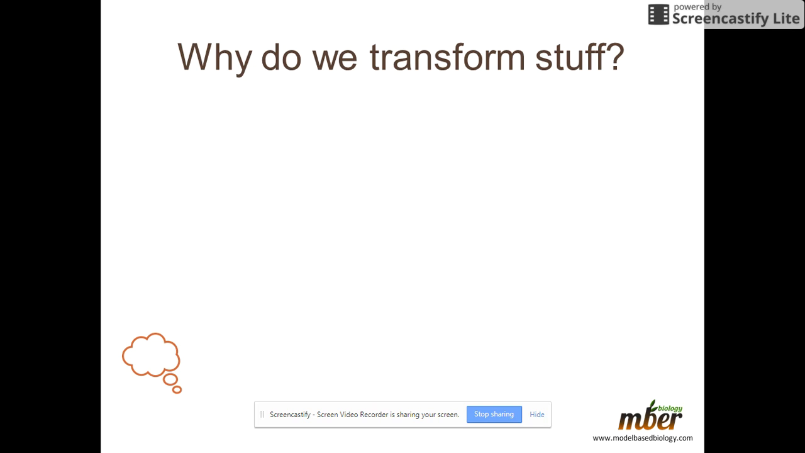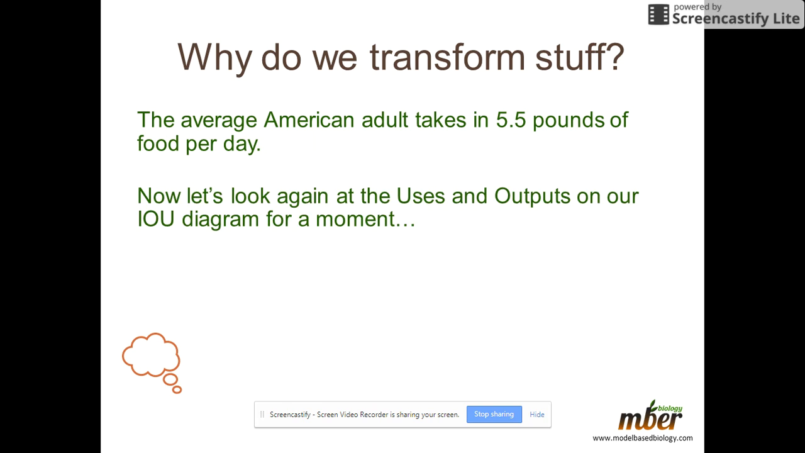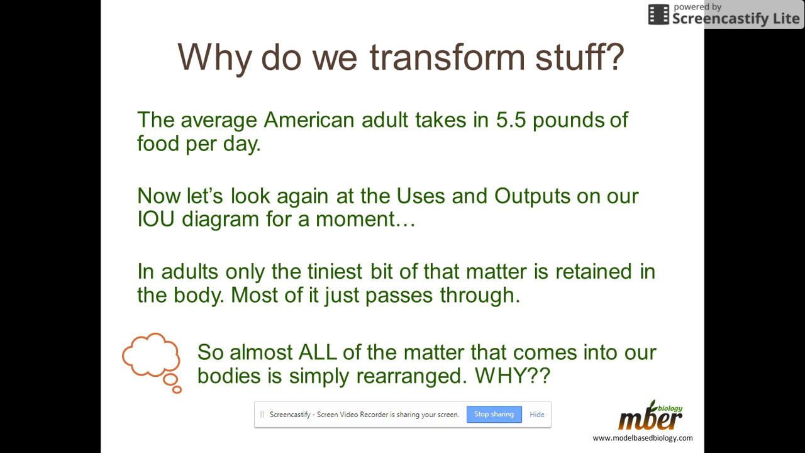All right, so continuing on, hopefully you recognize that your body is taking that stuff in and transforming it. So the average adult, me, I take in 5.5 pounds of food a day. Whew, feels like a lot. Let's look at what happens to that. So if we look at our uses and outputs, in adults, only the tiniest bit of that matter is retained in the body. Most of it just passes on through. So almost all of the matter that comes into our bodies is simply rearranged.